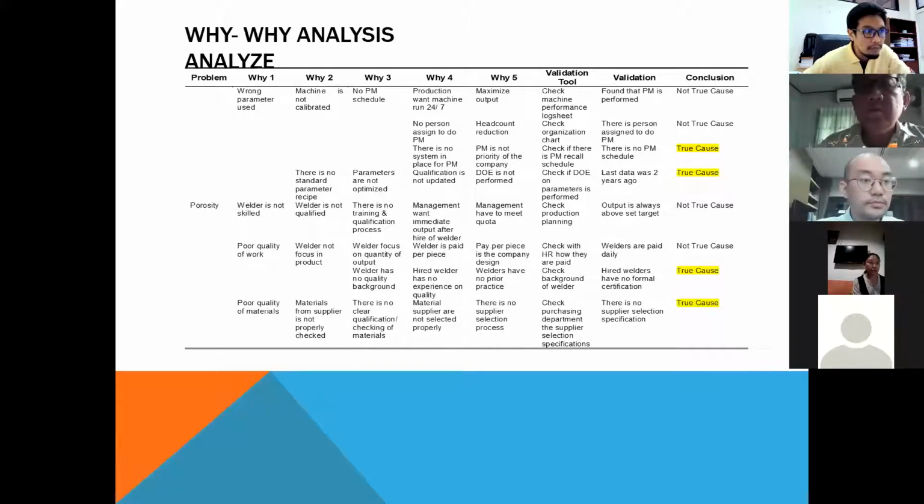So the next is the analyze phase, wherein I use the YY analysis. As you can see, in the conclusion part, now the true cause when I analyze the problem: there is no PM schedule, and the last data were 2 years ago. The other is hired welders have no formal certification, and there is no supplier selection specification.